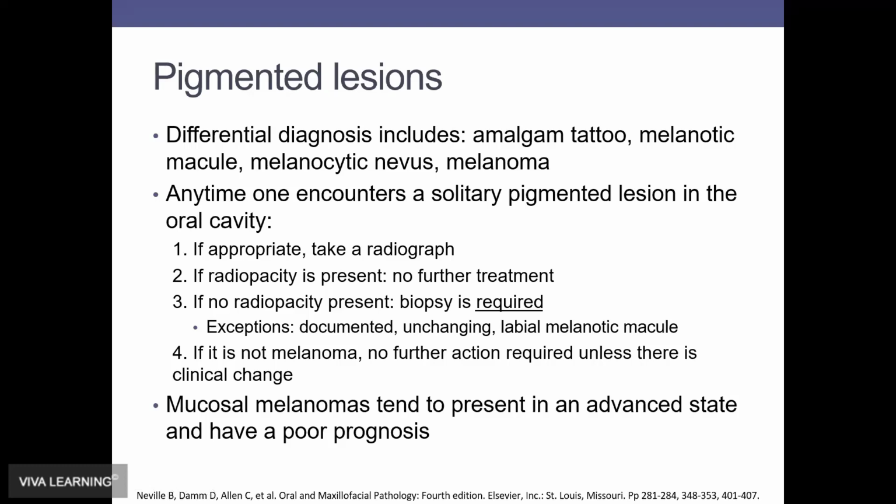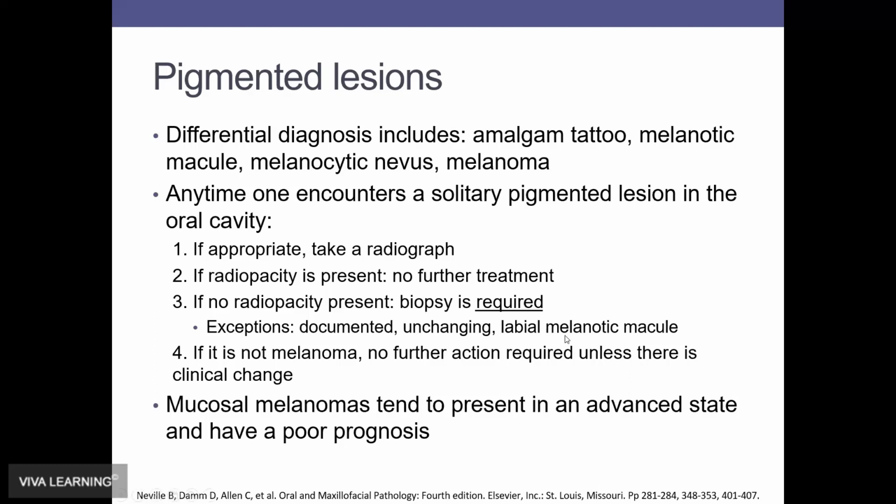Number 1, if appropriate, take an x-ray. So if it's on the gingiva, take an x-ray. Number 2, examine the x-ray. If you see a radio opacity, you're done. No biopsy required. That's an amalgam tattoo. We have our diagnosis. Step 3, if we do not see a radio opacity, biopsy is required.